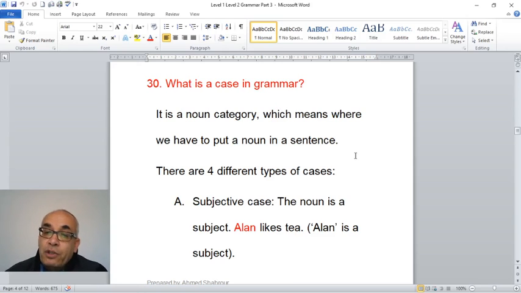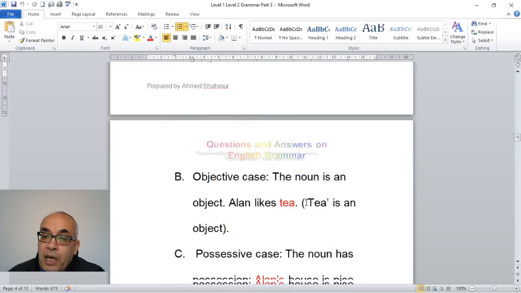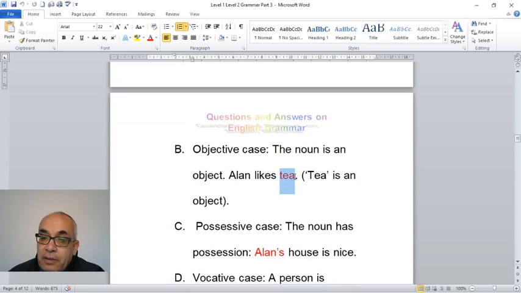So we have 4 types of cases. We can put the noun as a subject, as you can see, and this is what we call subjective case. The noun is a subject. Alan likes tea. Alan is a subject. Or we can put the noun as an object, and this is what we call the objective case. It means the noun is an object, and as you can see, tea is the object here.